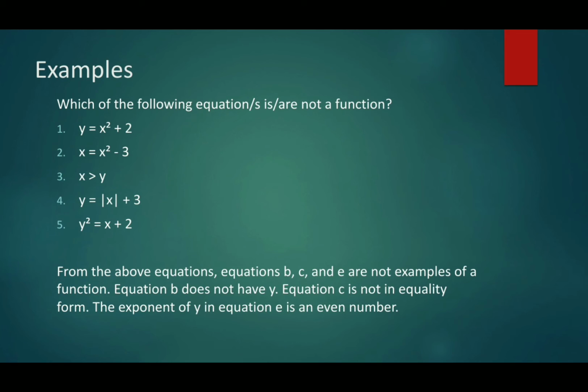Sunod, yung equation number 3 is not in equality form. Okay? Hindi siya equality. Bakit? Kasi ang ginamit niya ay greater than symbol. So, also, the number 5, equation number 5, the exponent of y is an even number. Ano ba even number? 2, 4, 6, 8, 10, 12, 14, so on and so forth. So, 2 siya, even number, so hindi siya function. So, ang natatanging function dyan ay yung 1 and number 4.